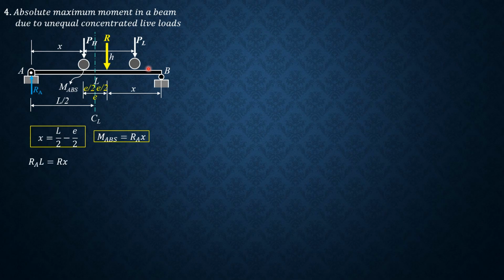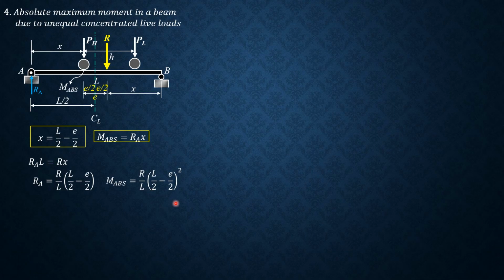So Ra times L, summation of moment about B equals 0. Ra times L equals R times x. So Ra is R over L times x, which is L over 2 minus E over 2. M absolute is Ra, this one, times another x. So therefore, M absolute is R over L times L over 2 minus E over 2 quantity squared, because we have another x here.